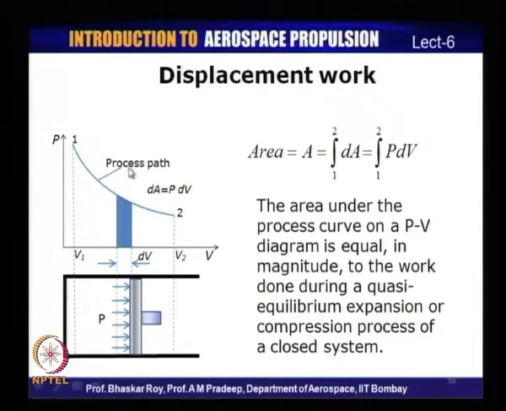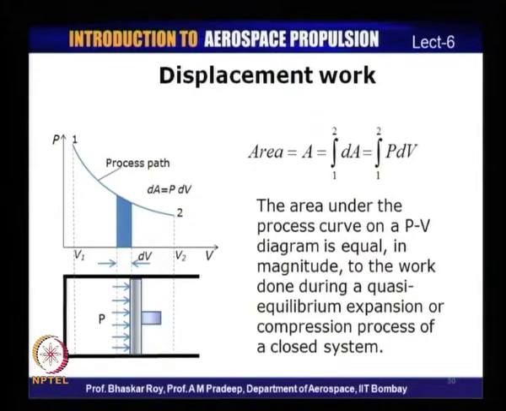This is the process path for this particular process, and if you were to look at one small differential strip on this process path, then the area of that differential strip will be equal to the average pressure during this process times dV, and therefore, area is equal to the integral of dA, which is the integral of P dV. Therefore, the area under the curve on a PV diagram will be equal in magnitude to the work done during this quasi static or quasi equilibrium process, which could be either a compression process or an expansion process, and it is basically for a closed system.